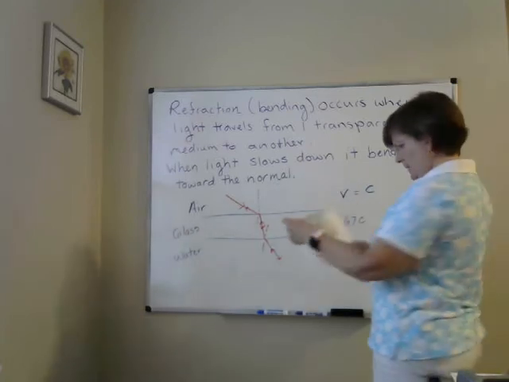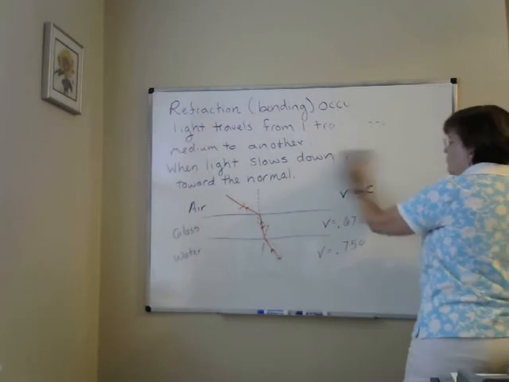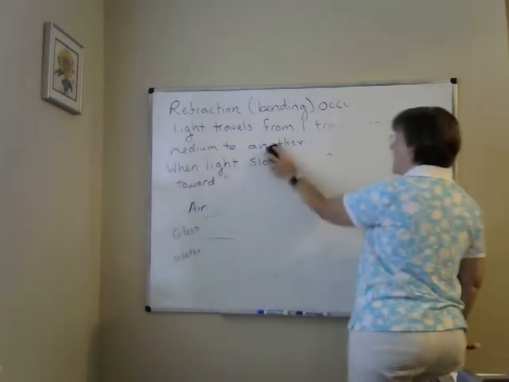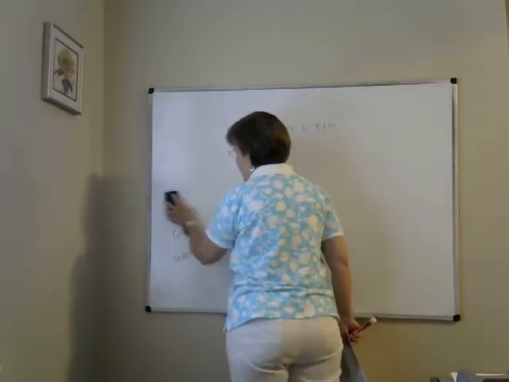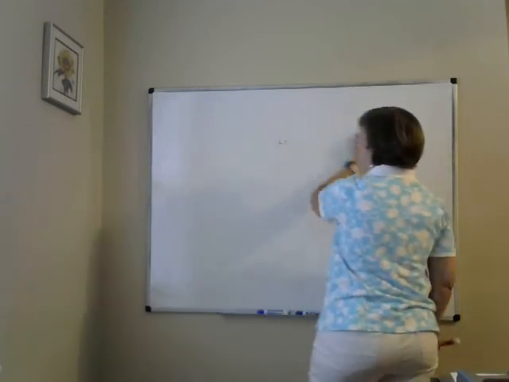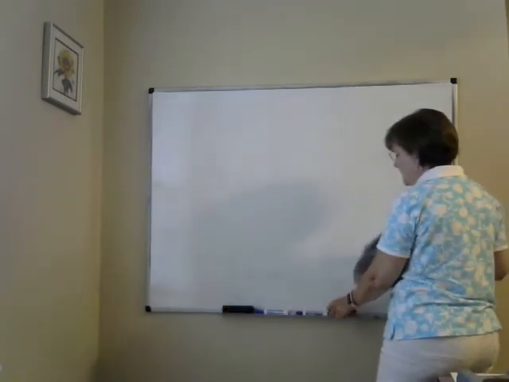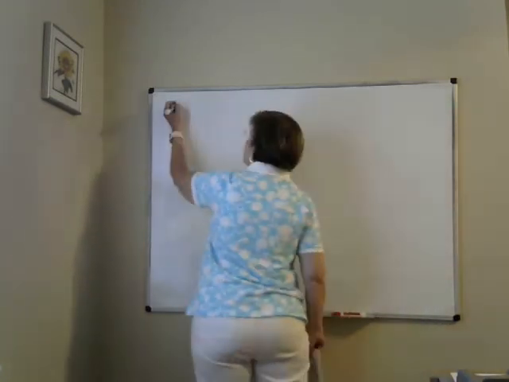Now, one of the things that we talk about and that we do is we really do want to measure, well, how fast or how slow are different transparent mediums. So we have a way of rating how fast or how slow these transparent mediums are. And we use something called the index of refraction.